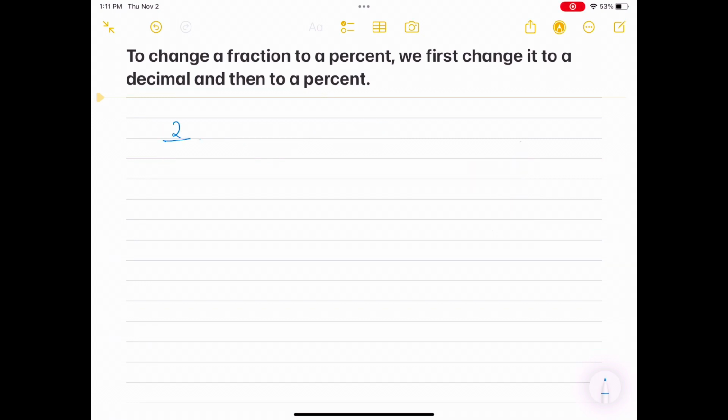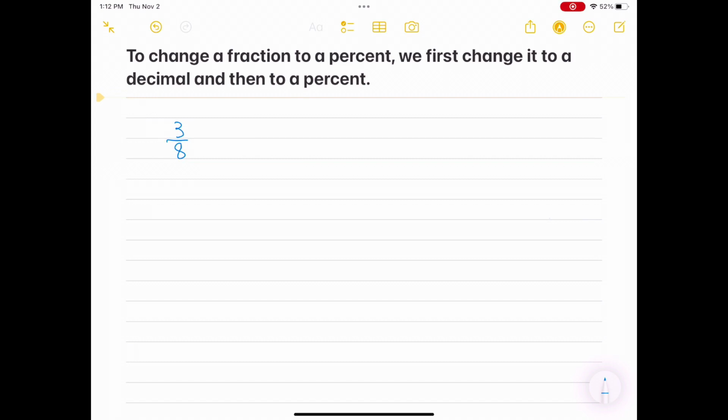To convert the fraction 2/5 into a percent, we first make it into a decimal by doing the calculation 2 divided by 5, which equals 0.4 or 4/10. Now we take that decimal point and move it 2 places to the right and add a percentage sign, giving us 40%. So 2/5 equals 40%.